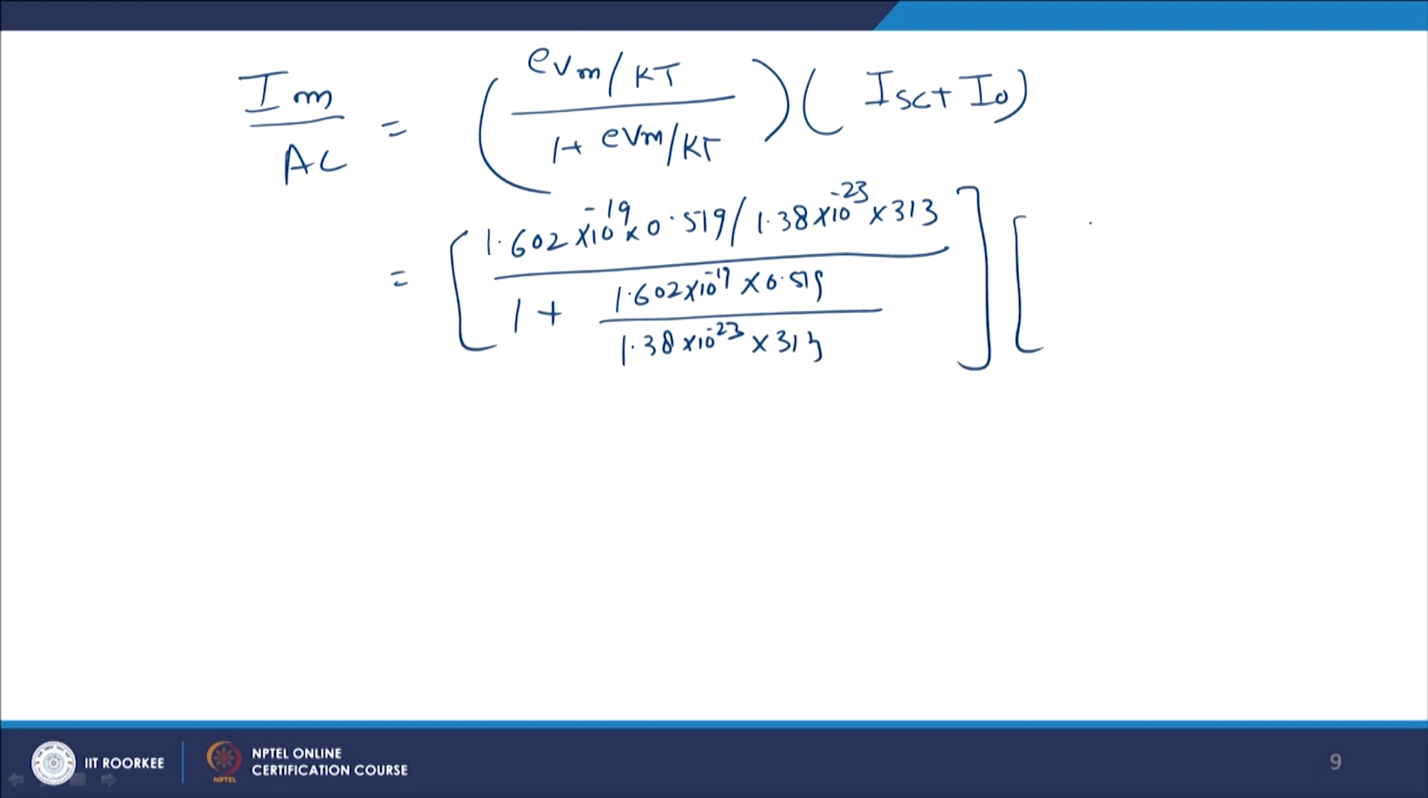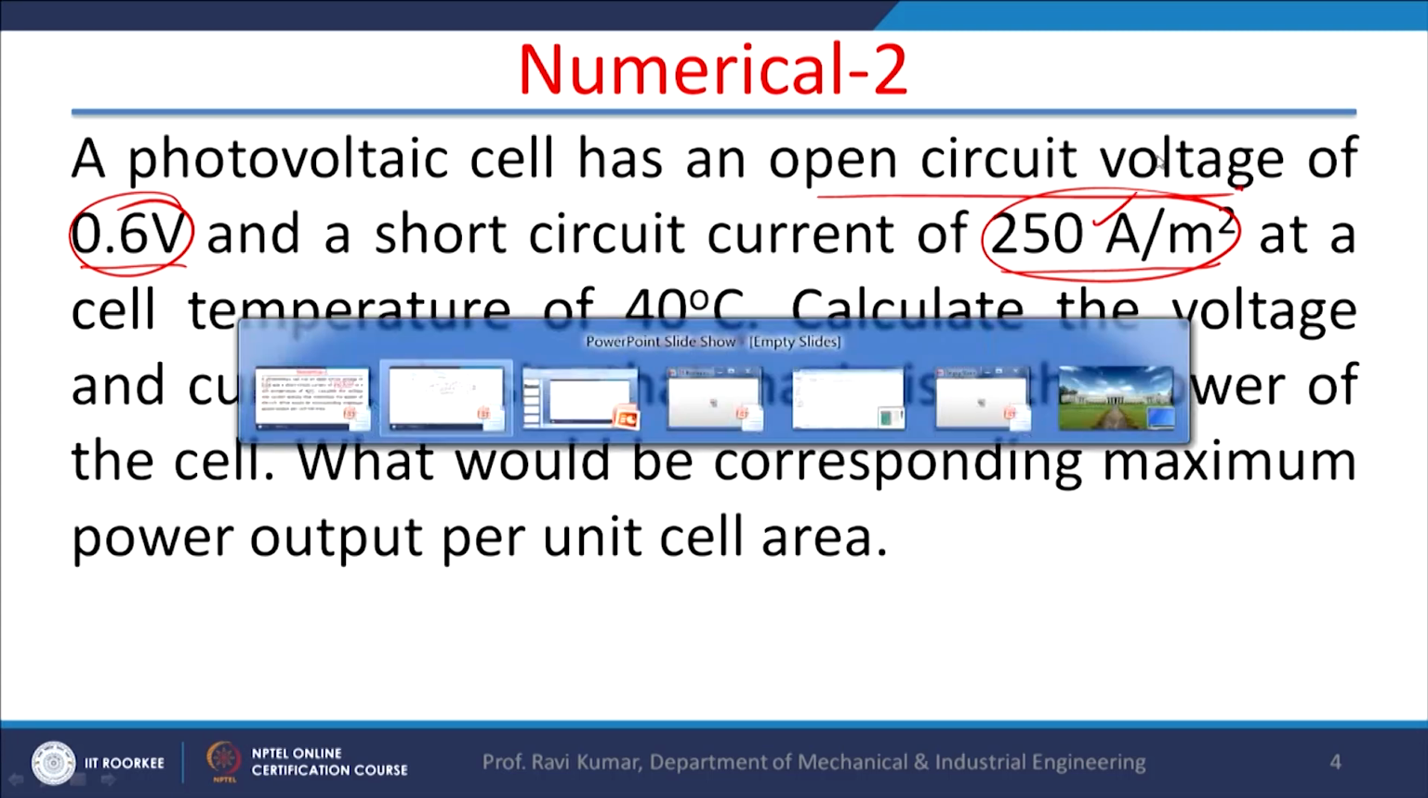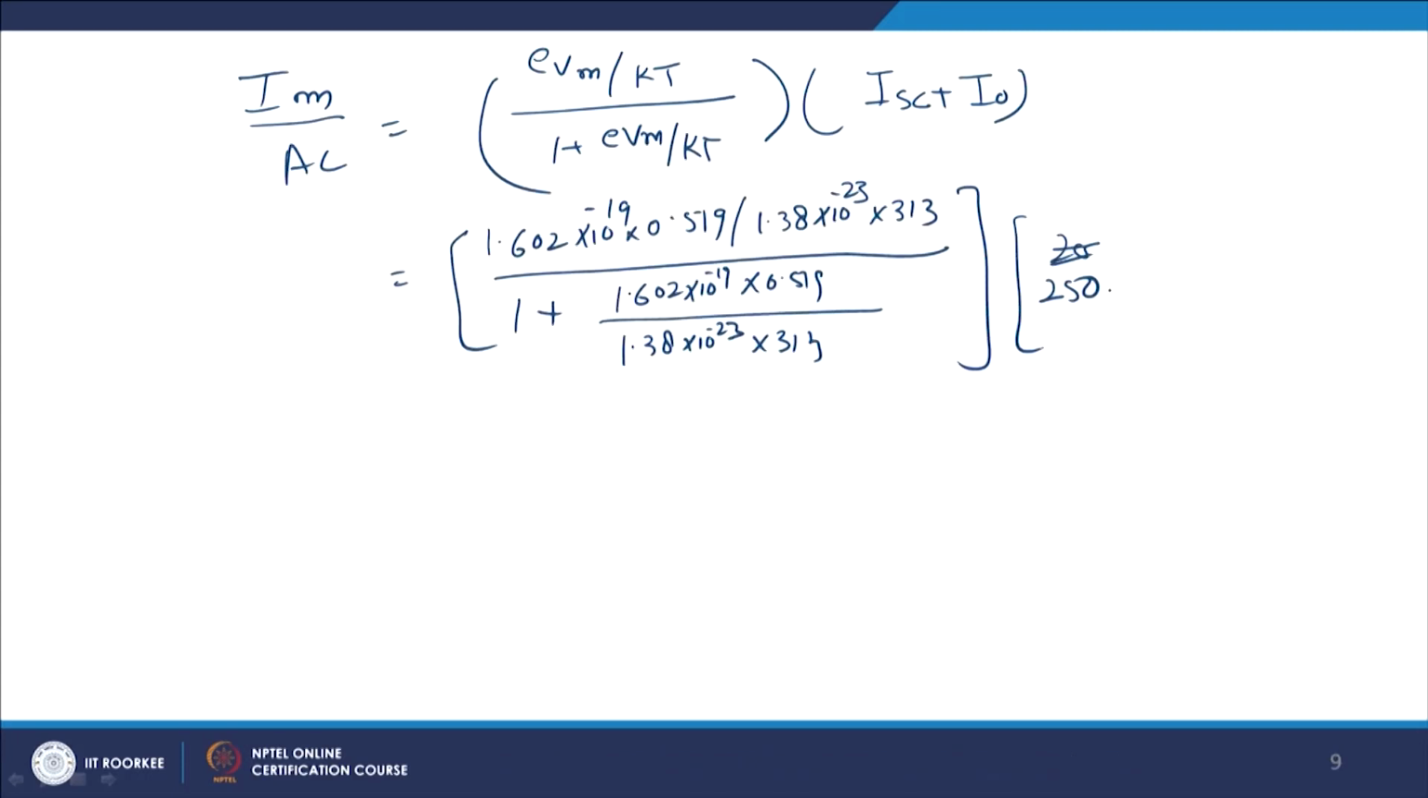ISC plus IO is 250. 250 is already given somewhere, 250 plus 5.502 into 10 to power minus 8. Now, this will give the final expression as 237.6 amperes per meter square, right. So, that is the current density.